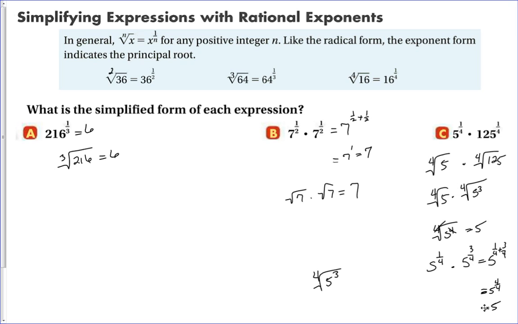Alright. So not too bad. You can simply take your fraction. If you have a fraction, the top number will be the exponent. The bottom number will be the root, or the index for your radical sign.